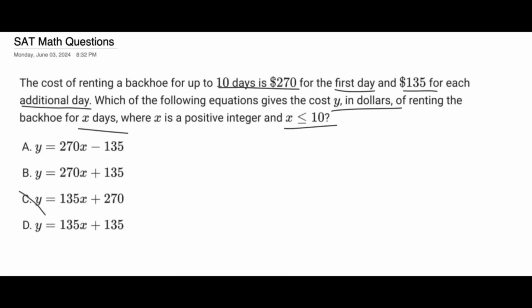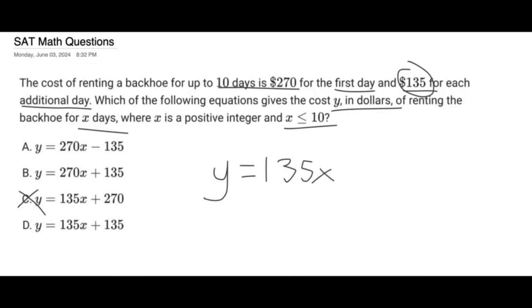The first one I want to cross out is C, because C seems like the obvious answer, because you start off with $270 on the first day, and then it costs $135 for each additional day. So you might think that it's 135x as a slope, which it is, but there's something else you have to consider. y is the cost in dollars, and it's $135 for each additional day. So each day is going to cost $135, and x is the number of days. So it's 135x.